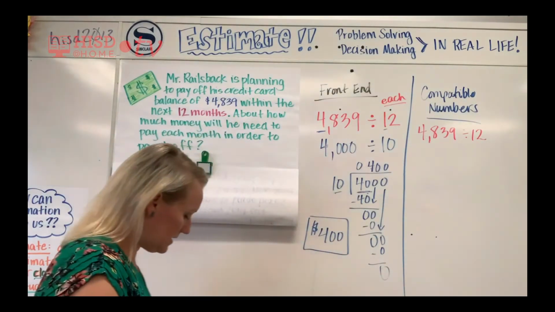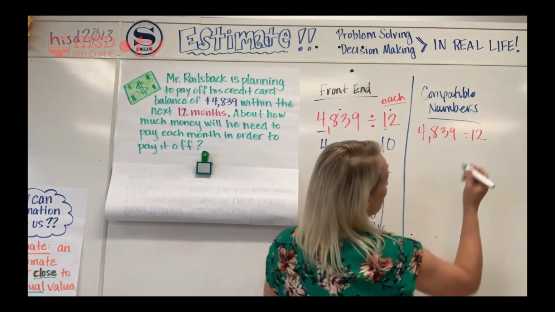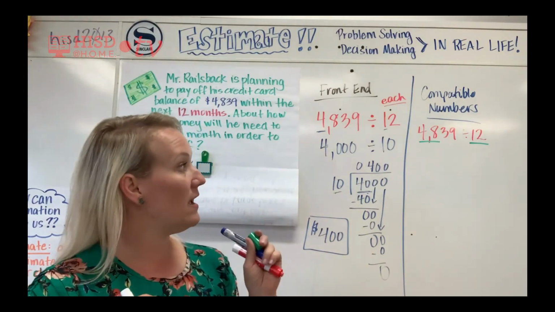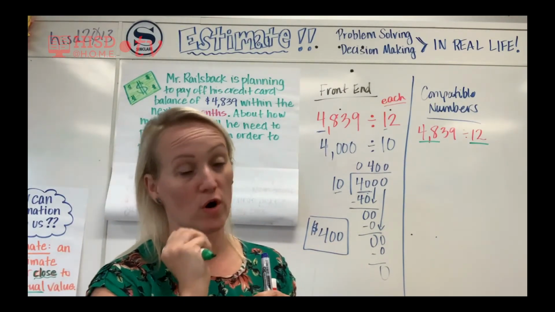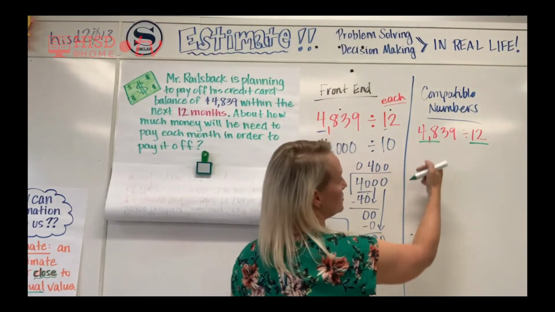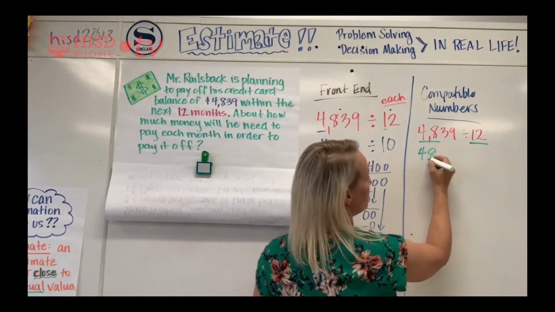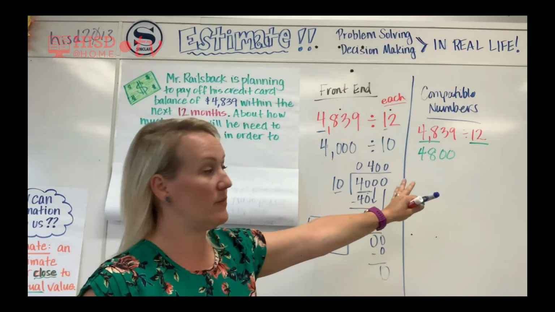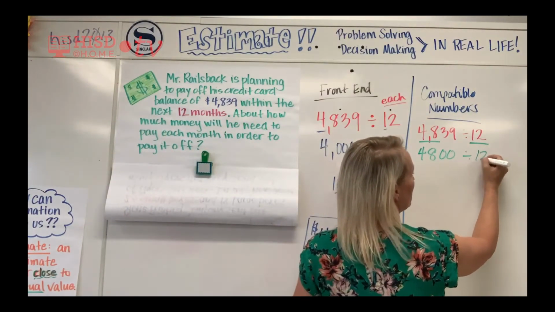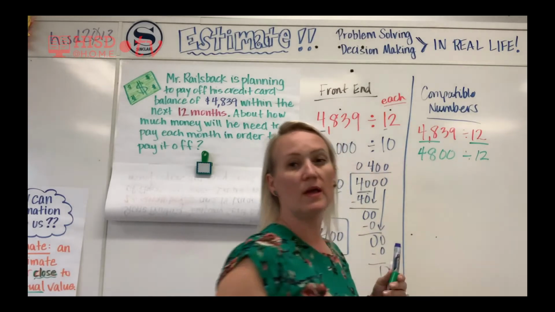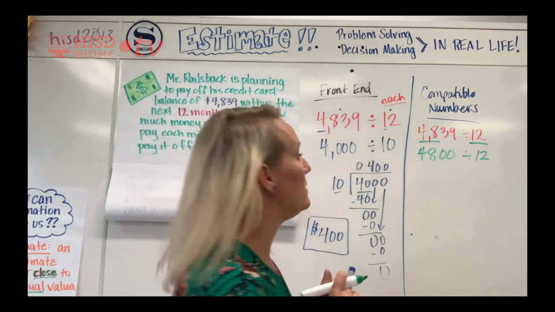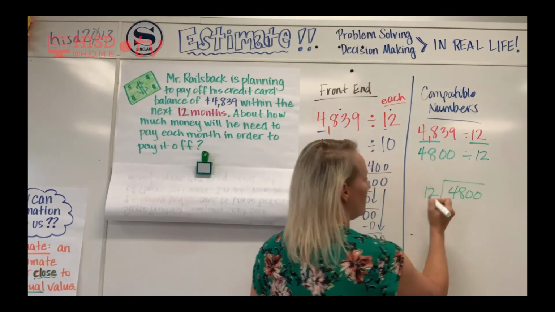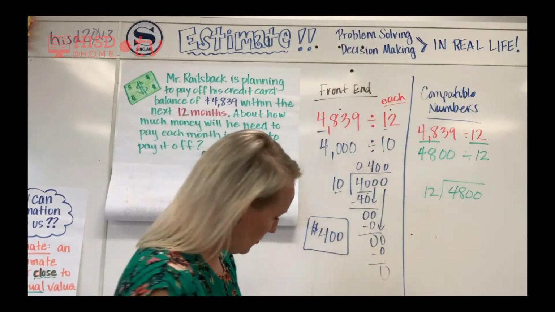And I'm going to look at those and I'm going to look for a relationship. And if you see what I see, a relationship between the 12 and the 48. They are compatible because 48 divided by 12 is 4. So instead of turning this into a 4,000, I'm going to turn it into 48 and turn those into zeros. So I'm getting closer and closer to my estimate. So now I'm going to leave the 12 the way it is because it already has a relationship. It's compatible with the 48. So 4,800 divided by 12.